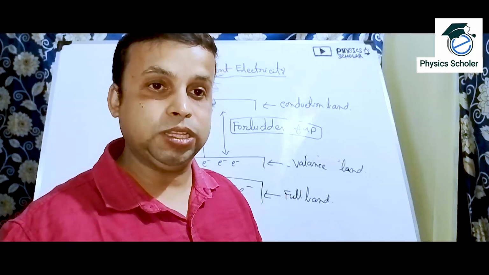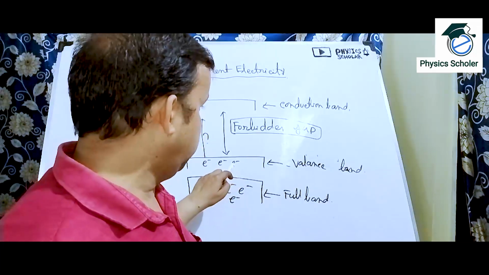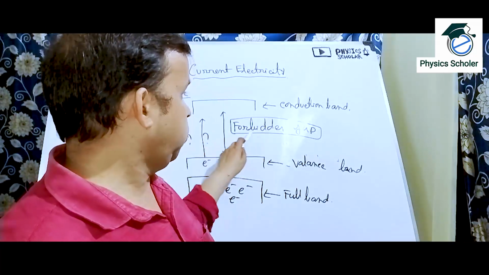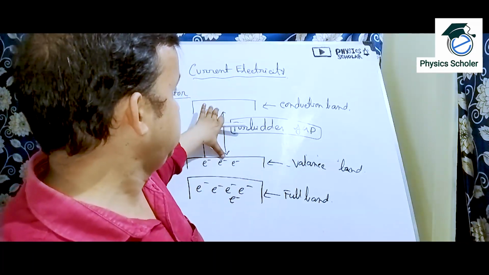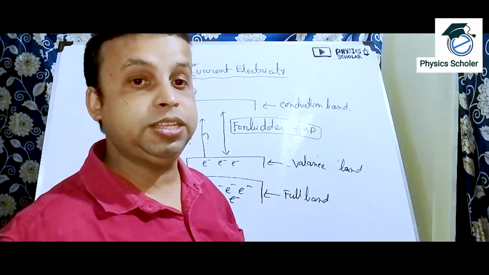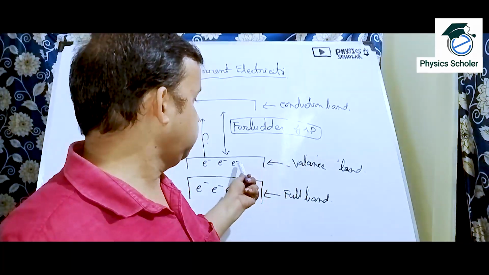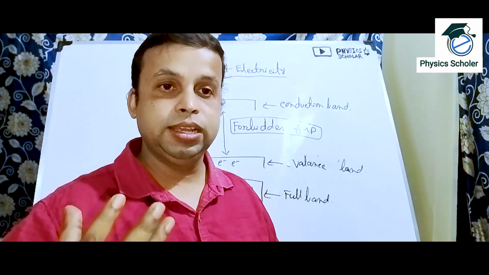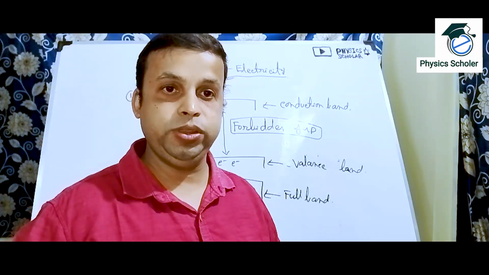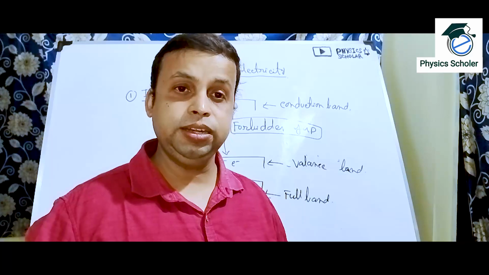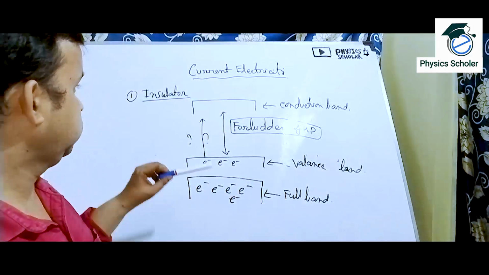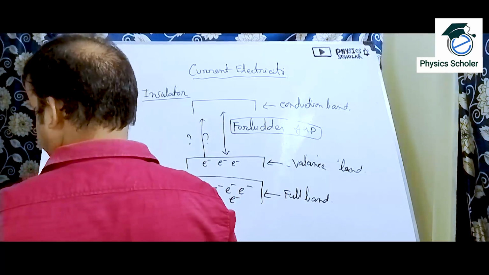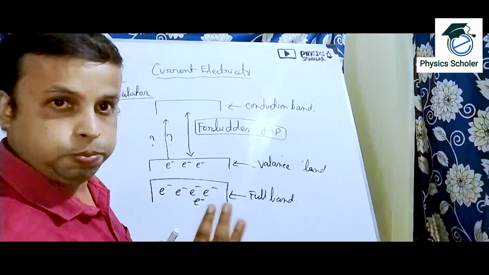It is almost impossible to shift an electron from the valence band to the conduction band in case of an insulator, because the forbidden gap, the energy difference between the conduction band and the valence band, is huge. That's why the insulator cannot carry any current through it. Clear? All of you clear?